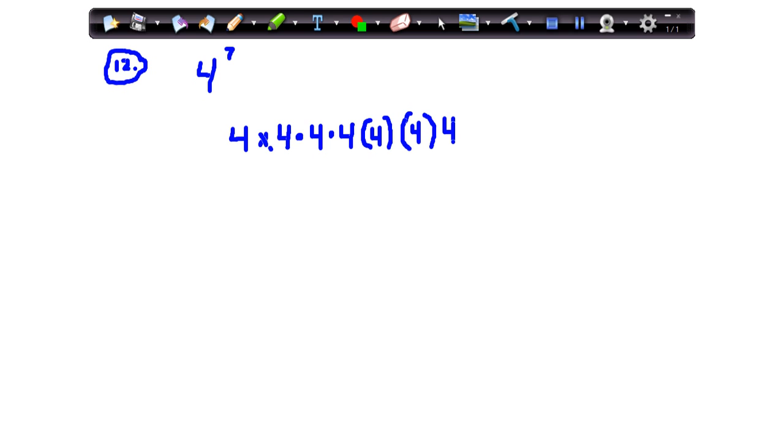Alright, so we should have 7, 1, 2, 3, 4, 5, 6, 7. And then you just multiply. So that's going to equal, okay, so this will equal 16,384. Okay, that's your answer. It's as simple as that.